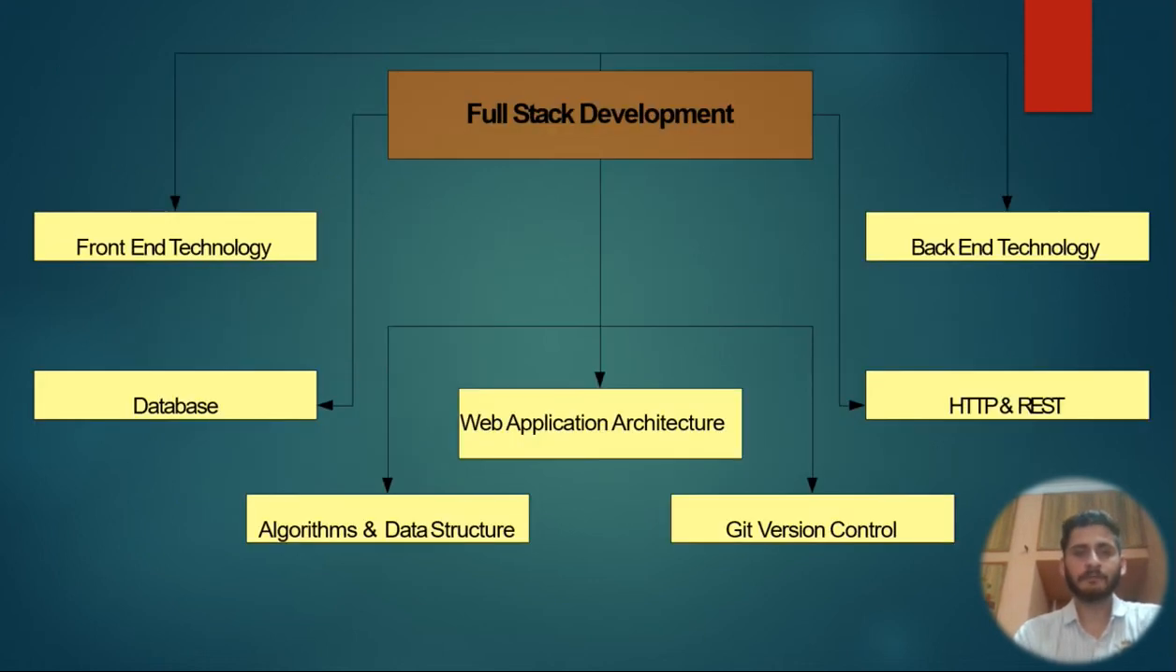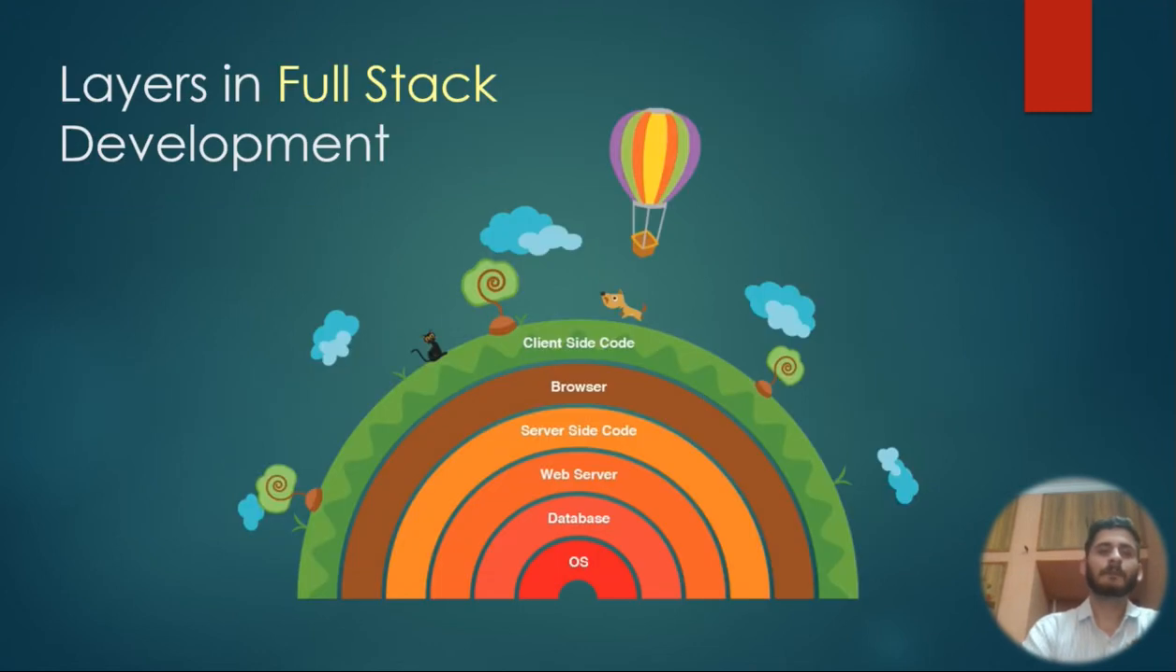Next, the block diagram of full stack development, which includes front-end technology, database, algorithm and data structure, web application architecture, Git version control, HTTP, REST, backend technology. Then the layers in full stack development. The first layer is the operating system. Then the next is database, and moving on to the web server, server-side code, browser, and the last one is client-side code.